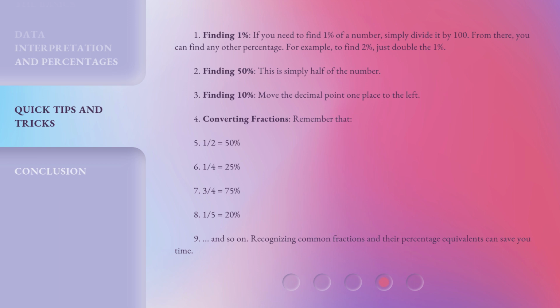4. Converting fractions. Remember that 1 divided by 2 equals 50%. 1 divided by 4 equals 25%. 3 divided by 4 equals 75%. 1 divided by 5 equals 20%. And so on. Recognizing common fractions and their percentage equivalents can save you time.